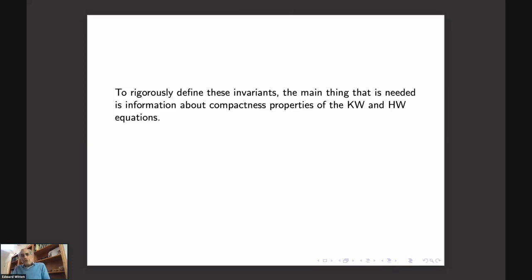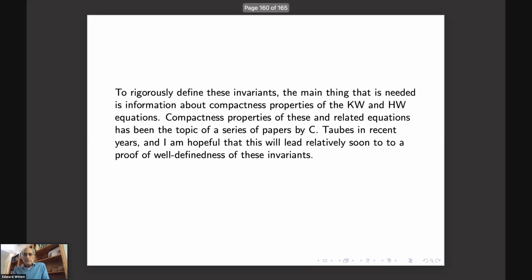Well, what would be needed to rigorously define these invariants? The main thing that's needed is information about compactness properties of the KW and HW equations. So compactness properties of these and related equations has been the topic of a series of papers by Cliff Taubes in recent years. And I'm hopeful this will lead relatively soon to a proof of well-definedness and topological invariance of these invariants.